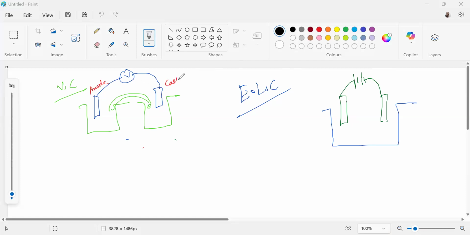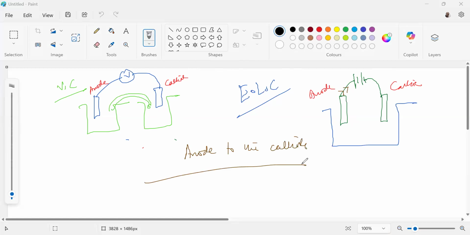Now write down this. Both the cells. I forgot to tell one important thing. This is anode, this is cathode. In both the cells, you'll be seeing the electrons going from the anode to the cathode. Is it clear? Always. Please write down, for both the cells, electrons move from the anode to the cathode in the electrical wire.